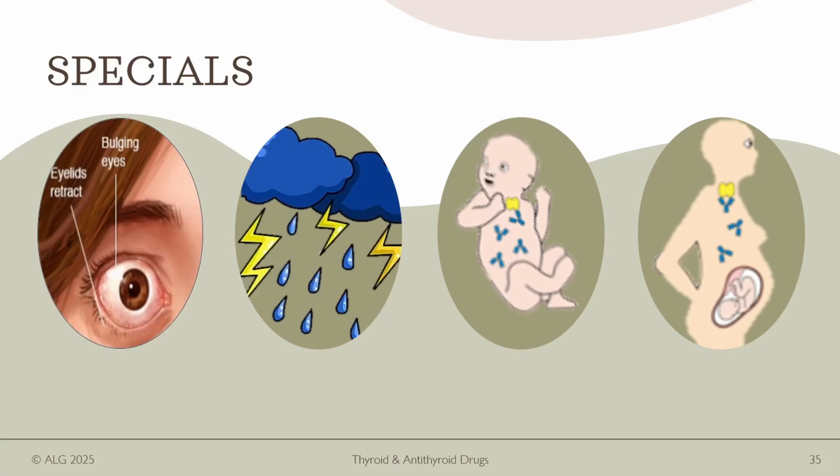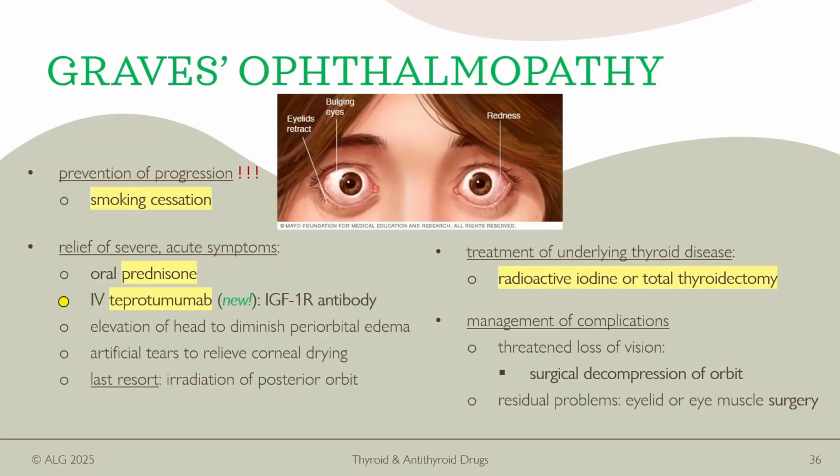I would like to dedicate the next few slides on special problems and special populations. Ophthalmopathy is a complication of Graves' disease. Cigarette smoking is one of the major factors that increase the development of TSH receptor antibodies. Therefore, smoking cessation is necessary to prevent the progression of this eye disease.